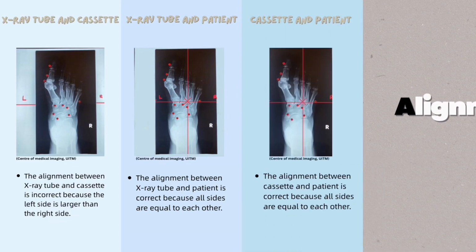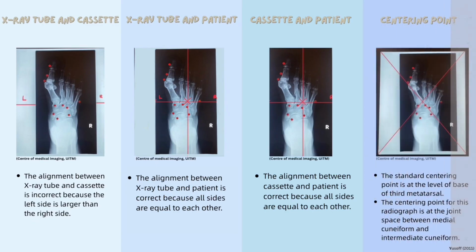The alignment between cassette and patient is correct because all sides are equal to each other. The standard centering point is at the level of the base of the third metatarsal. The centering point for this radiograph is at the joint space between the medial cuneiform and intermediate cuneiform.